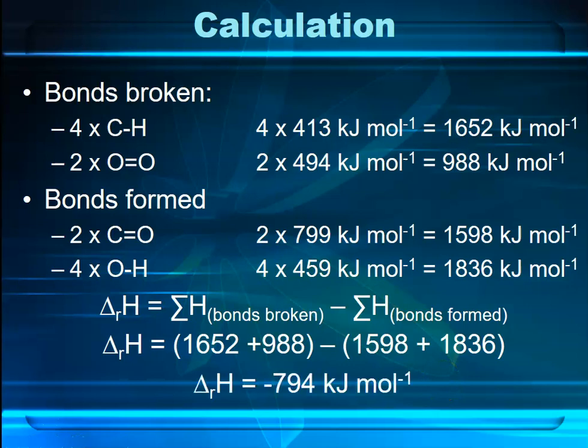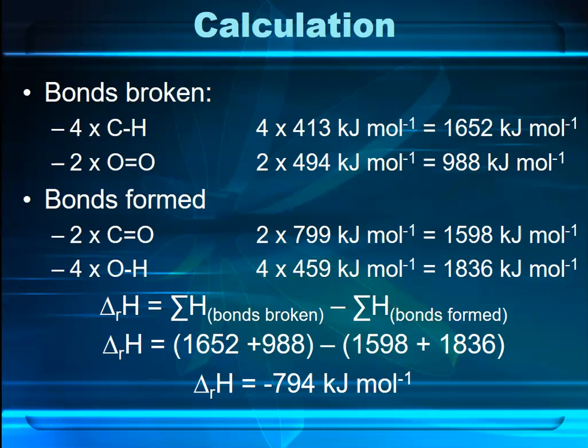If you do that, you should find out that the enthalpy change for the reaction is minus 794 kilojoules per mole. And that makes sense that it's an exothermic reaction. Delta H is negative because it is a combustion reaction. You're burning methane, and you would expect combustion to give out heat.